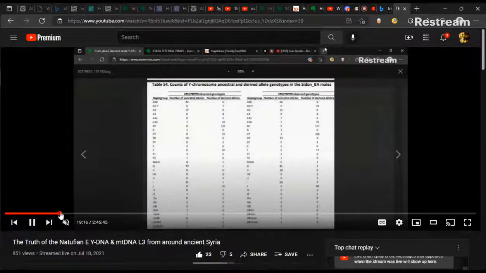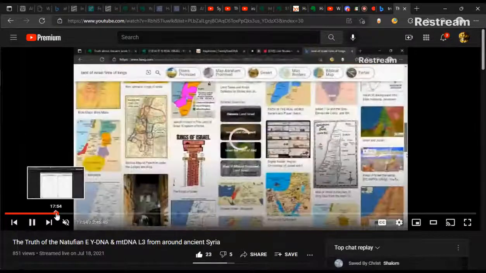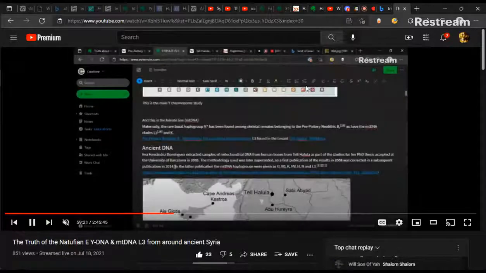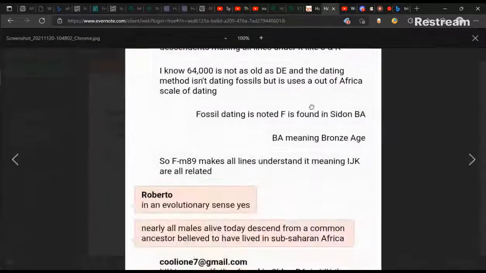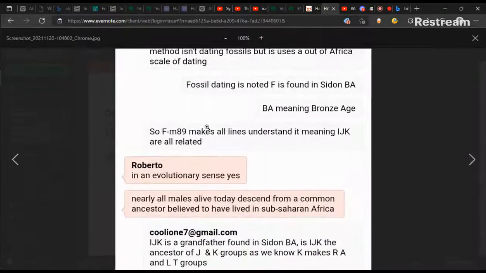I don't know exactly where it is. I'm just taking a look there one more time. For some reason I'm like that. I just like to find a little thing, but I'll find it later, and I'll show how A00 is found in ancient times outside of Africa, and I found papers of it.